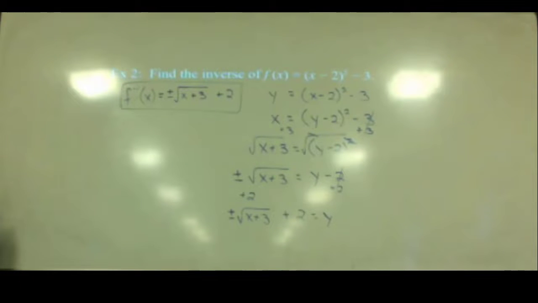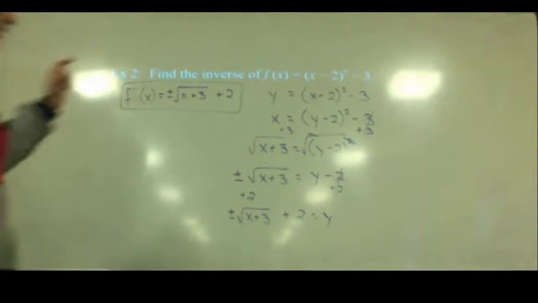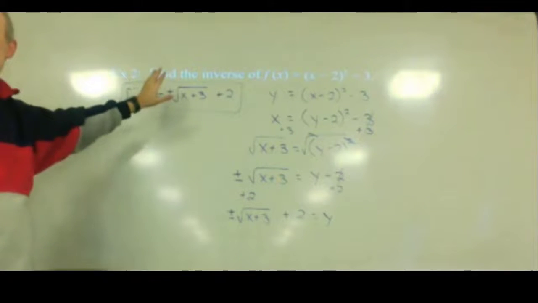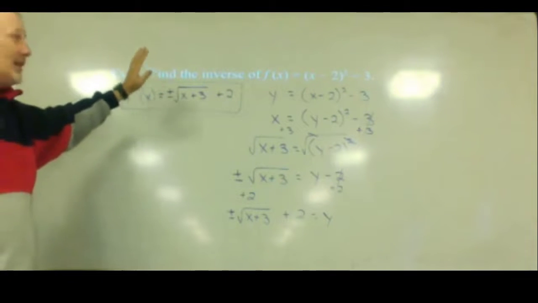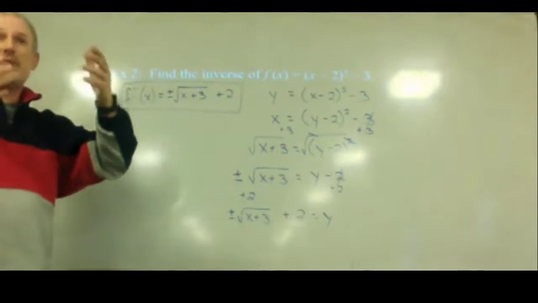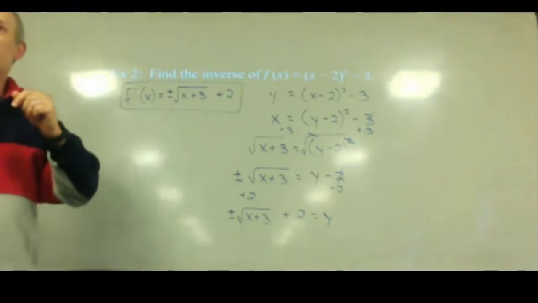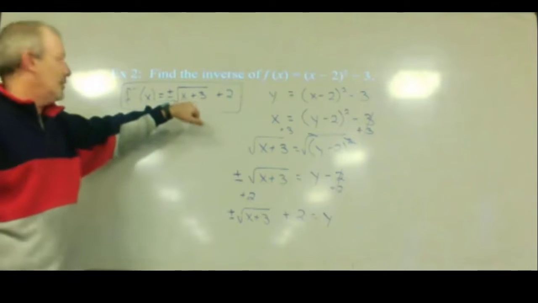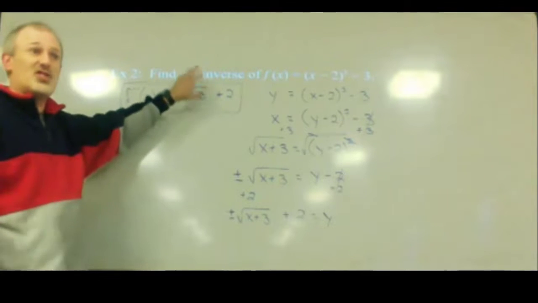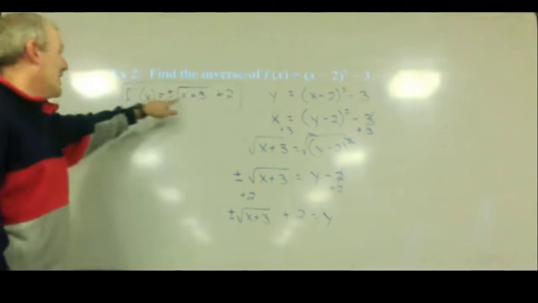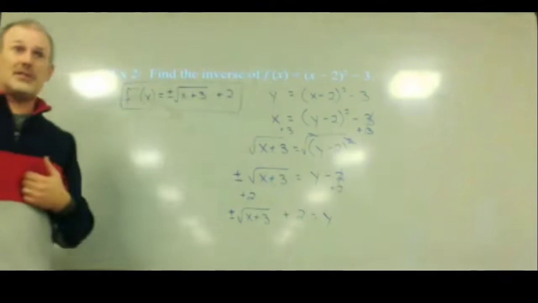Now I will mention, I'm not a big fan of this particular notation in this case, and here's why. Because of this plus or minus, this inverse is actually not a function. Because if you remember what determines if something's a function, that vertical line test, but it also is for every input you get only one output. So if we put in a value here, let's just say we put in a 1. 1 plus 3 is 4. Square root of 4 is 2. So that means we'd have 2 plus 2, which would be 4, or negative 2 plus 2, which would be 0. We're getting 2 different outputs.